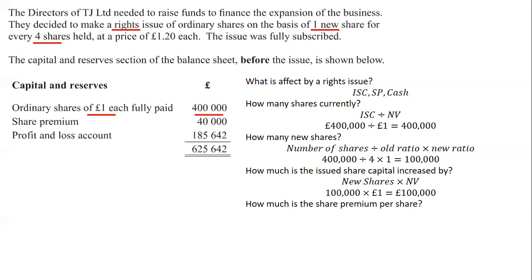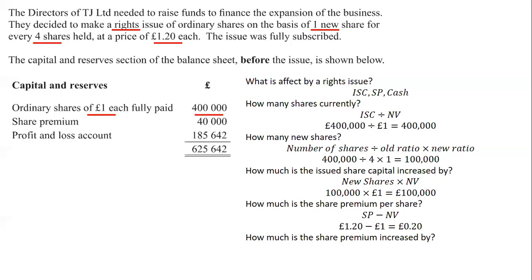How much is the share premium per share? Well, again, we've got a formula for that. It's the share price, take away the nominal value. Well, the share price, we need to find that. It's £1.20. So £1.20, take away £1, it's 20p. So the share premium per share is 20p.